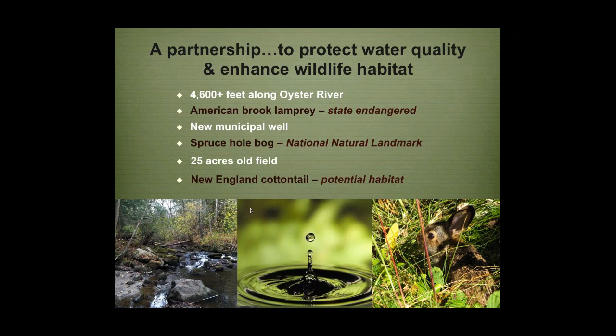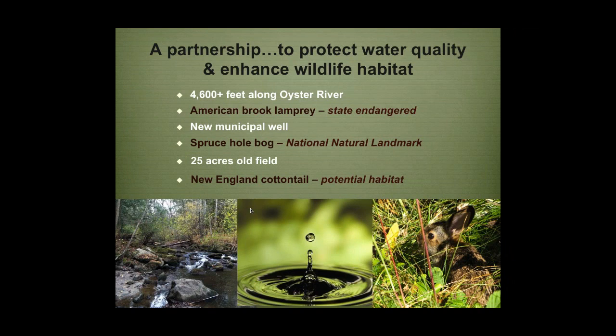So this property was conserved in 2013 by the town of Durham with many partners. And some of the reasons that so many people came together to protect this piece of property was the extensive frontage on the Oyster River, almost 5,000 feet. The American brook lamprey is found in the Oyster River, which is a state endangered fish species. There's a new Town of Durham municipal well to the west of this property, which I'll show on a map.